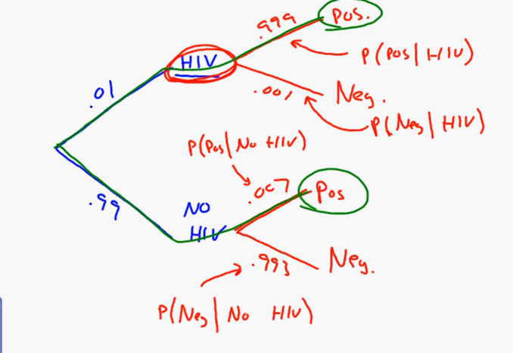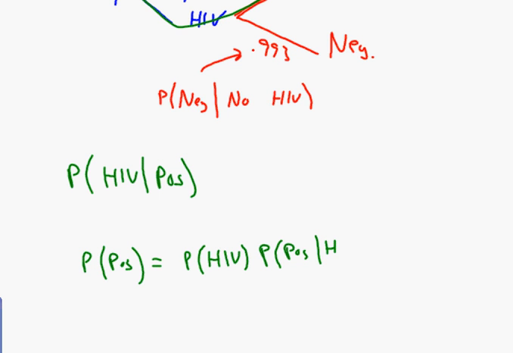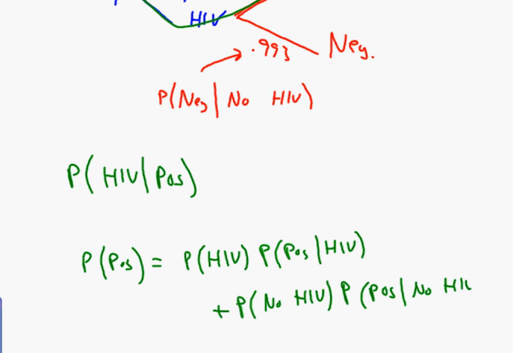Let's write down the probability of a positive test result. What's the way this can happen? I could have HIV and then be given a positive test result, given I have HIV, or, and we know we're going to add this, a person could not have HIV and still be told they have a positive test result given that they don't have HIV. These are the two ways that a person can receive a positive test result.